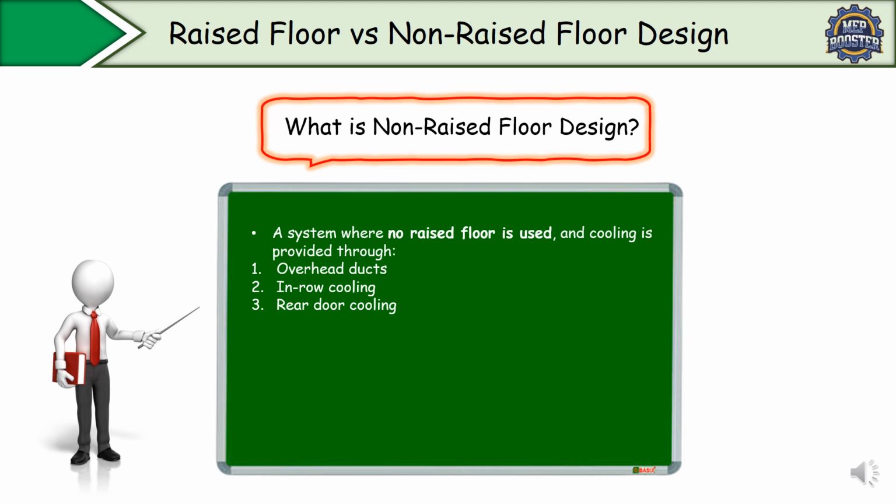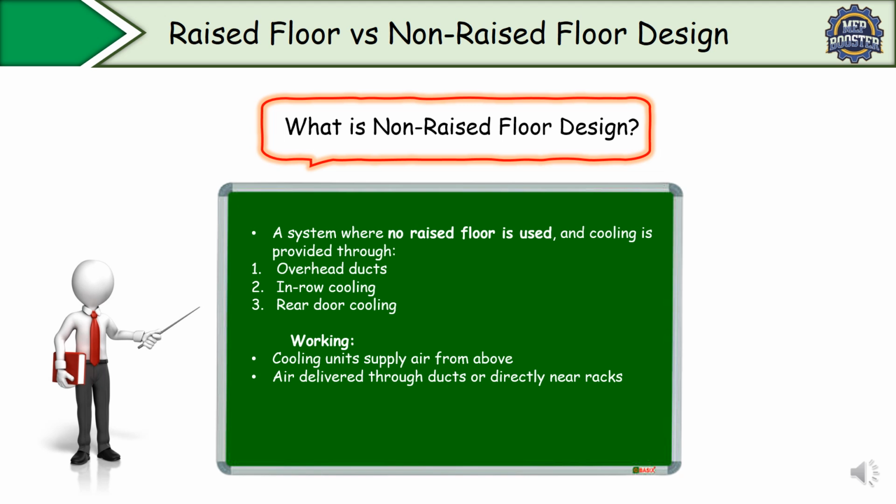So in this way, the non-raised floor. Now here I will show you the working of non-raised floor system, how it will work. Simply here also the cooling unit supplies air from above. Okay, the cold air is delivered from ceiling diffuser or in-row unit. Okay, here no underfloor plenum is used. Remember this thing. Then the air is delivered through duct or directly near rack. Okay, so air reaches servers by duct system, means the overhead, or directly supplied in row. So the cooling is more targeted compared to the traditional system.